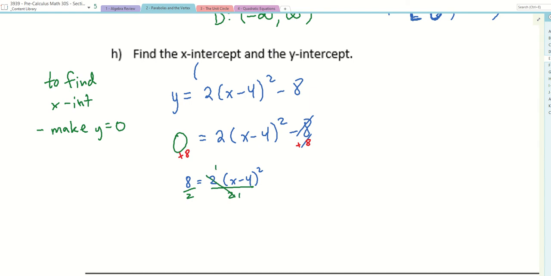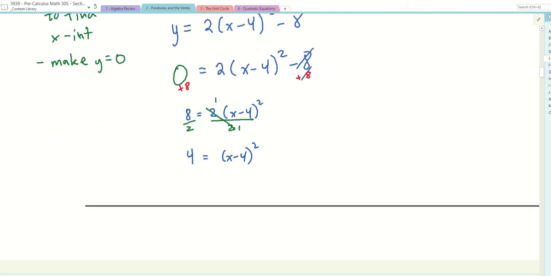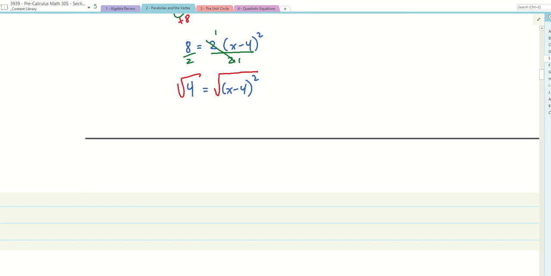All right. 8 divided by 2 is 4. So we have that. Okay. Next, we're going to square root both sides. Now, here's where solving this equation gets a little bit tricky. Okay? So I'm going to take a little aside here and just talk about solving square roots for a second.